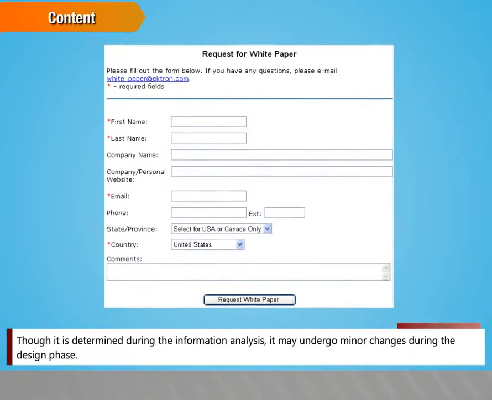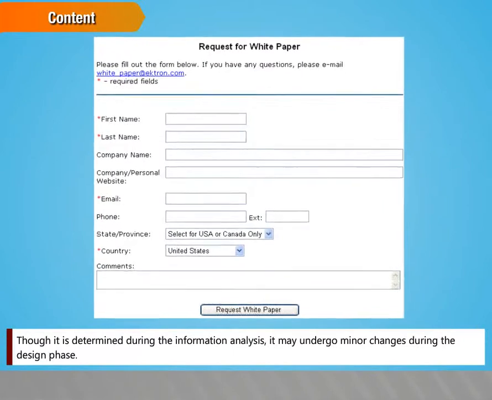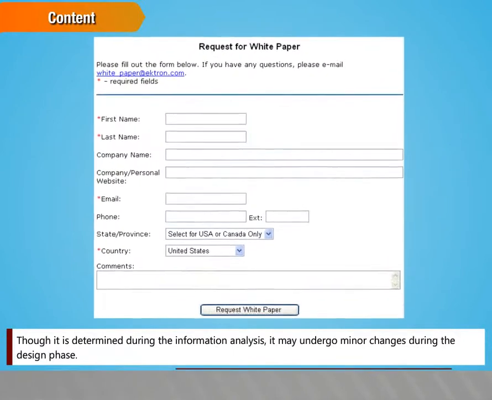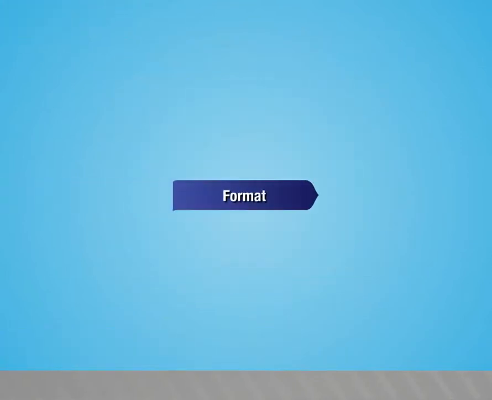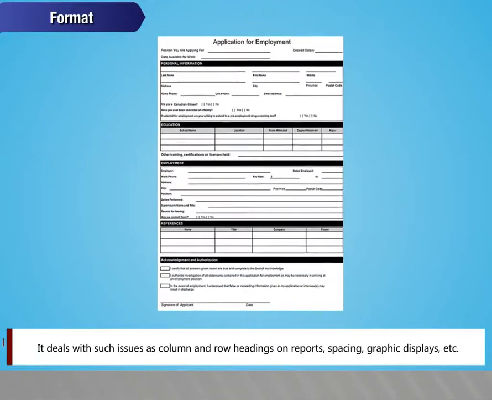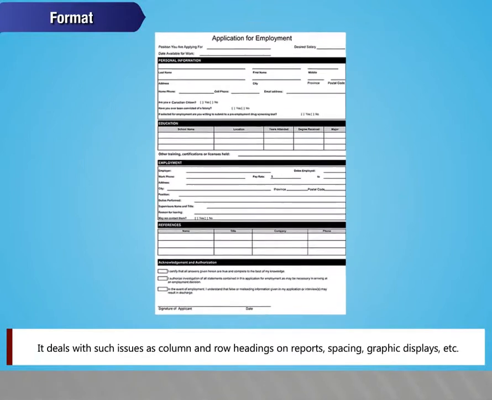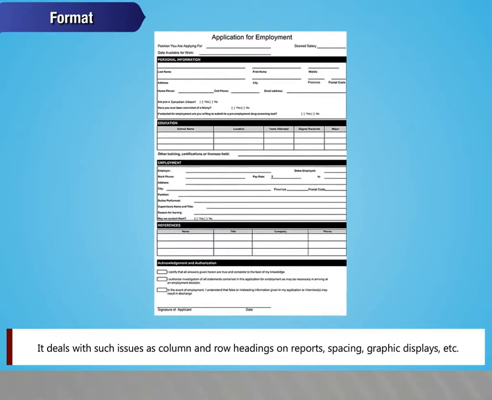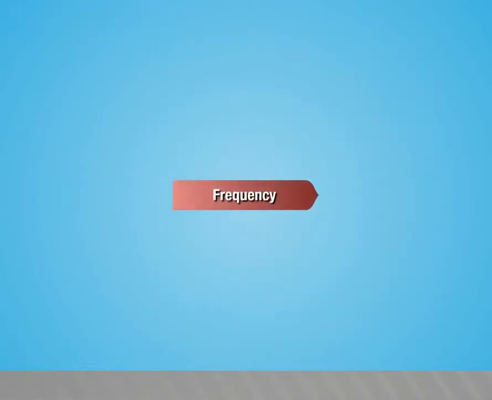Content. Though it is determined during the information analysis, it may undergo minor changes during the design phase. Format. It deals with such issues as columns and row headings on reports, spacing, graphic displays, etc. Frequency.